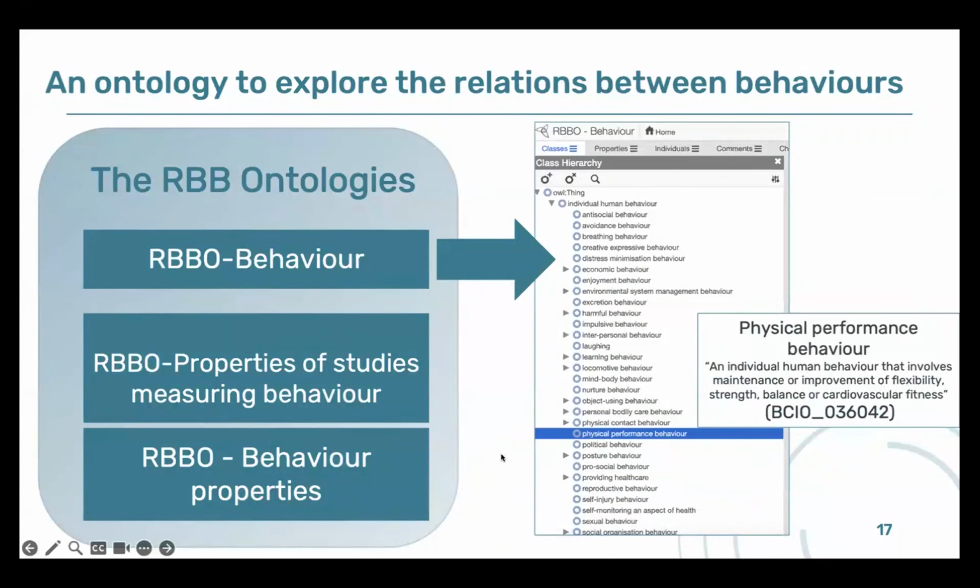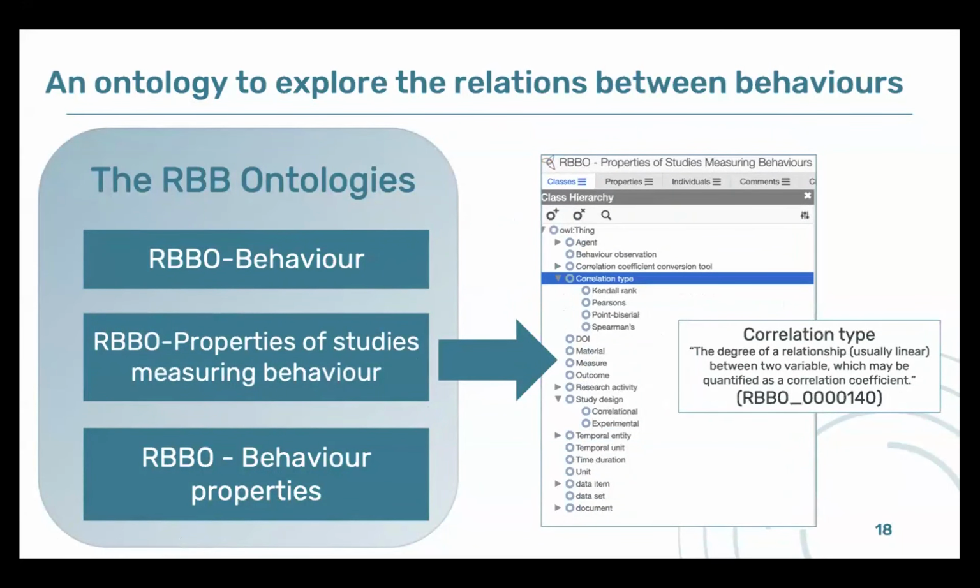So first of all, if we're going to capture data on the relationship between different behaviours, then we need an ontology or module of the ontology that details the whole range of human behaviours that people can engage in. So here you can see, as part of the RBBO Behaviour, a huge list of different human behaviours. So it's got things like physical performance behaviour, posture behaviour, prosocial behaviour, sexual behaviour, and so on. So this part of the ontology captures which behaviours we're looking at to establish the relationship between them.